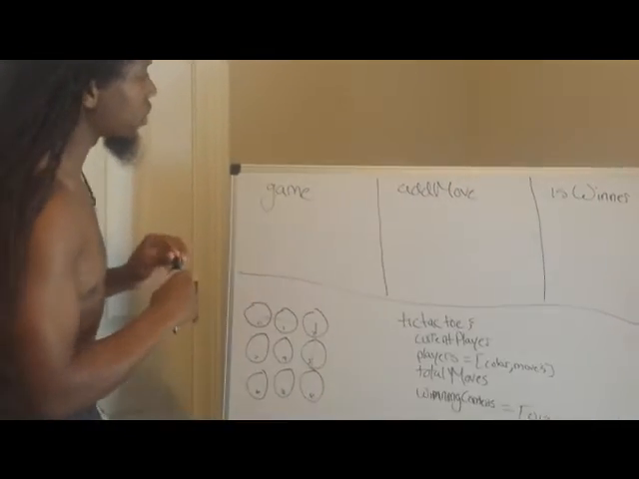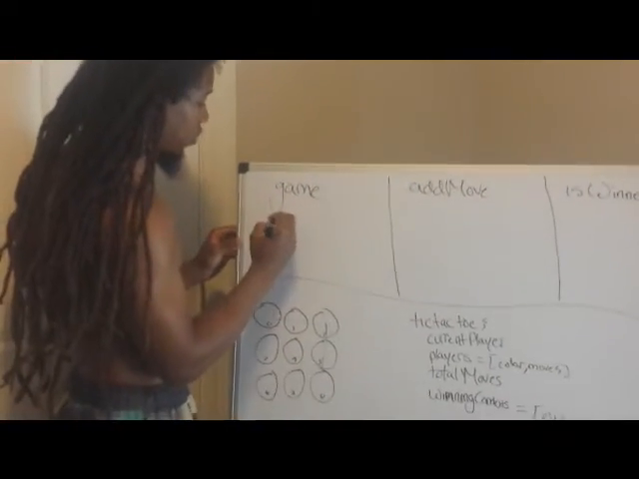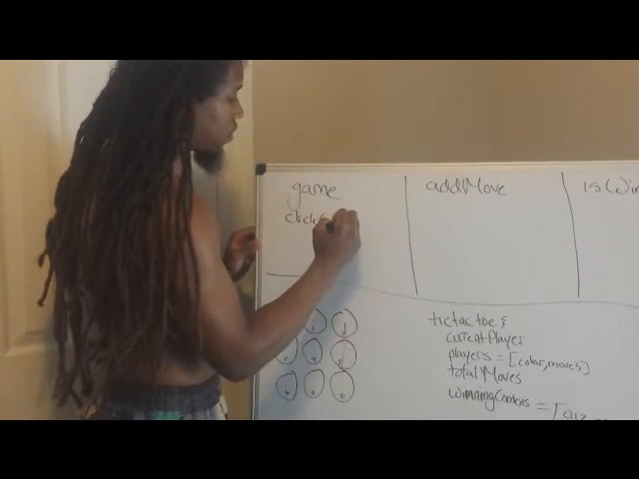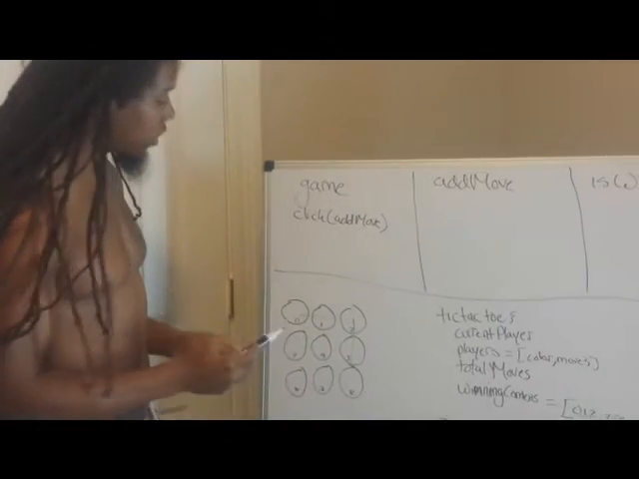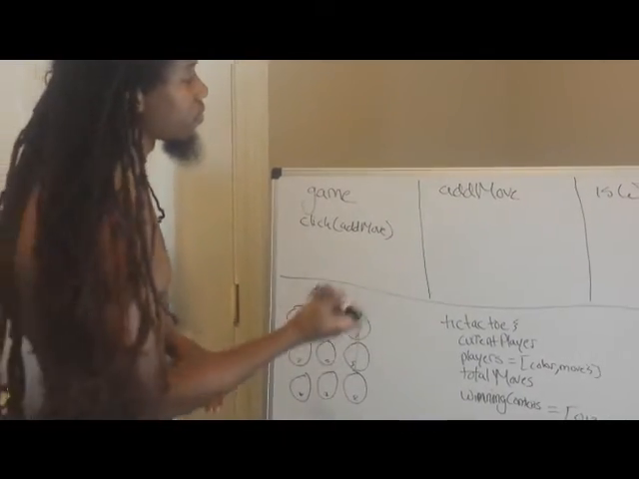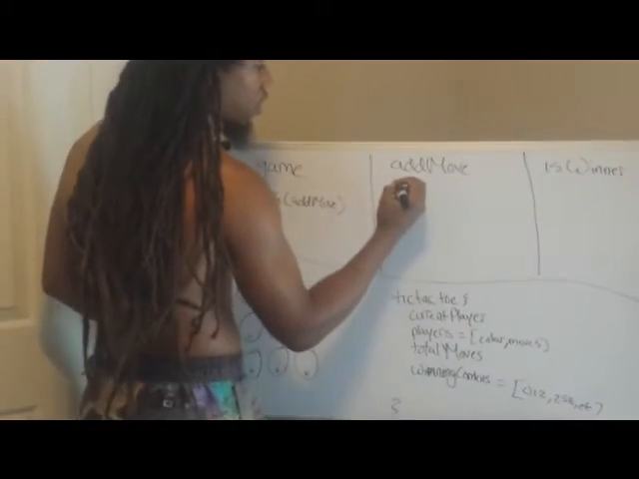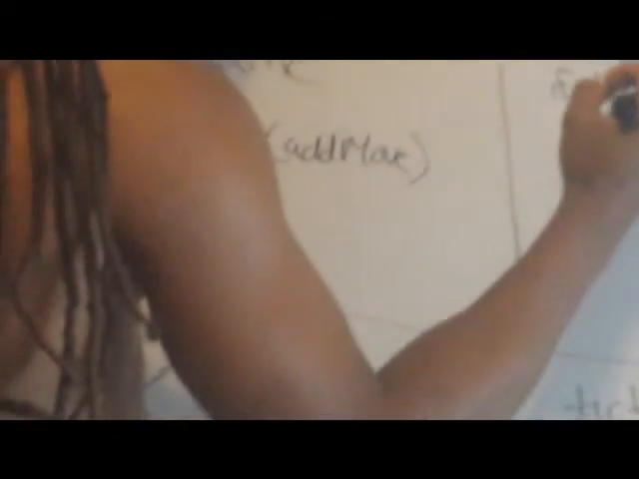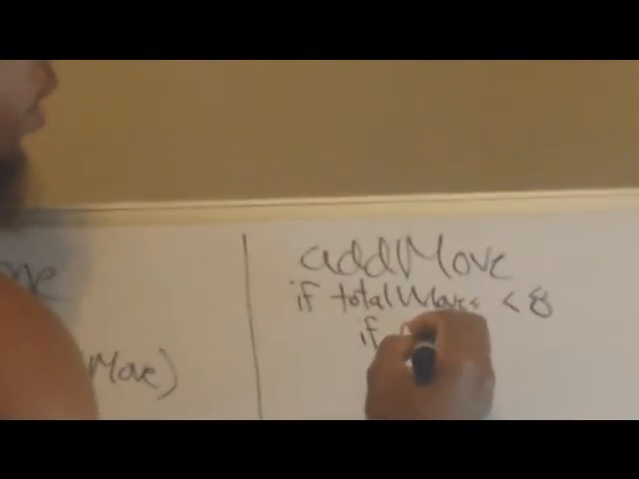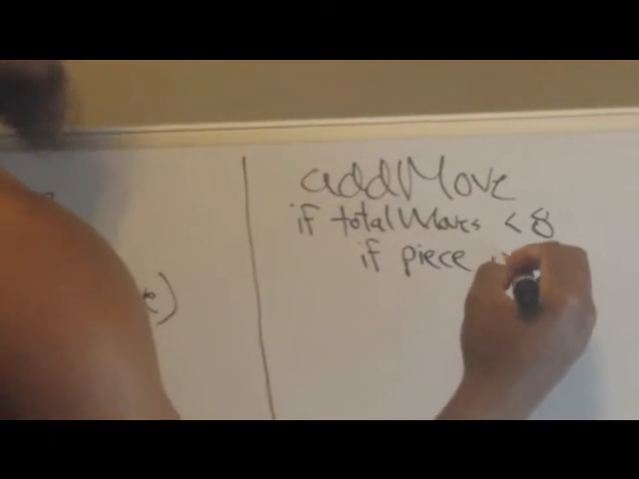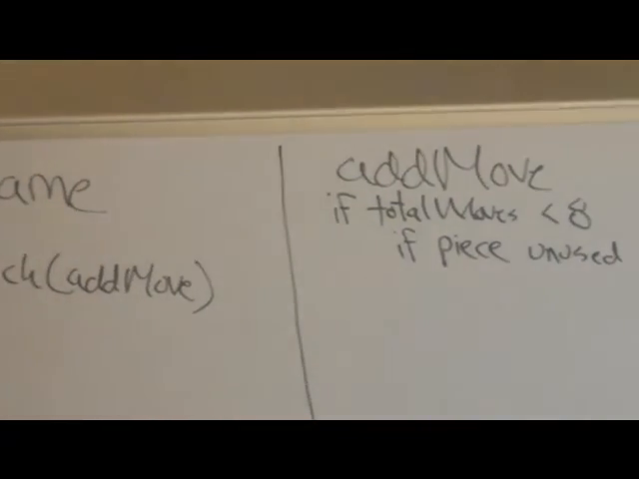Now, our game function, the whole purpose of our game function is just to say, whenever someone clicks on this board, call add move. Right? So anytime someone clicks on this board, we're going to call add move. The purpose of add move is to check and make sure that our total moves are less than 8. Total moves are less than 8. And make sure that the piece that's clicked on has been unused. So if the piece that's clicked on is unused, then we can continue forward in the function.